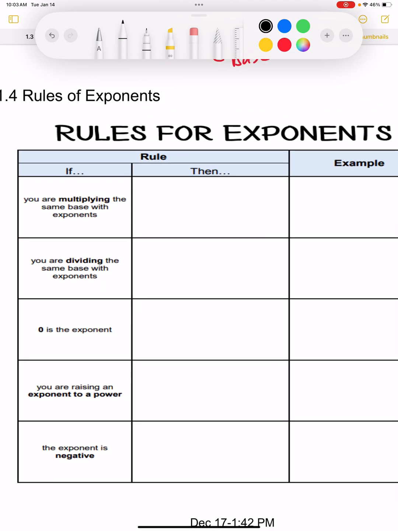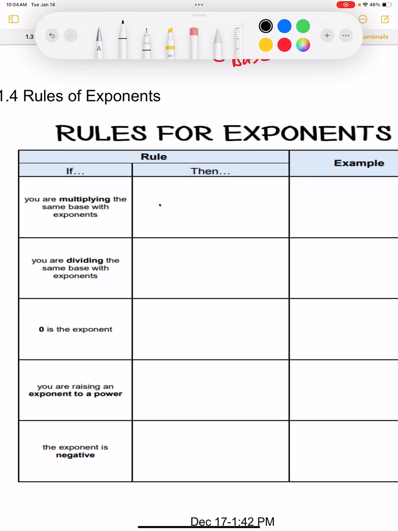So let's talk about this. If you are multiplying the same base with exponents, here's what it's talking about. Let's say you have a to the m times a to the n. You are multiplying the same base, and those bases have exponents. In this case, this becomes a to the m plus n.